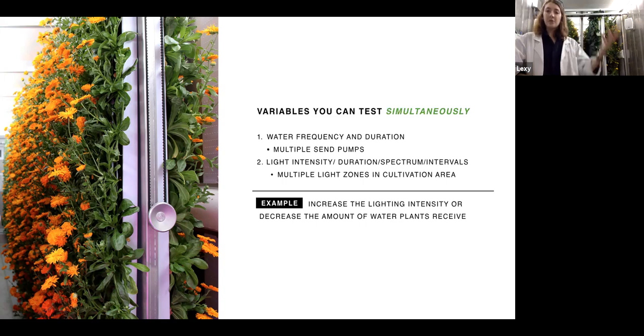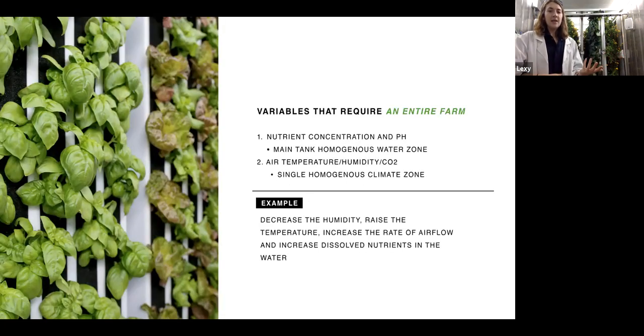And then the alternative means of experimenting is utilizing variables that require the entire farm to run an experiment. So that's going to be things like nutrient concentration and climate. Definitely climate in our farm, if you think about it, is just one sort of homogeneous zone. It would be really difficult to have it be 100 degrees where I'm standing, 50 degrees in the back of the farm. It's just going to kind of even out throughout it.